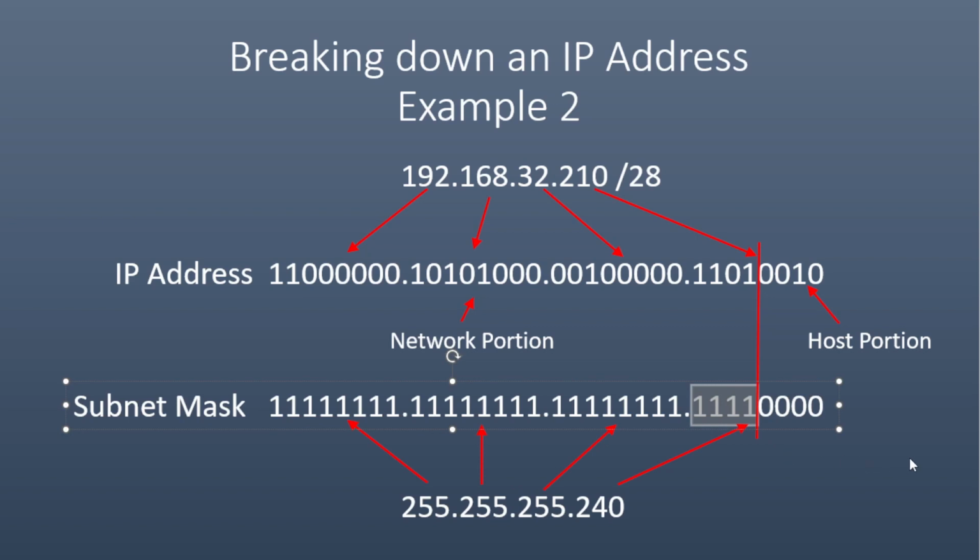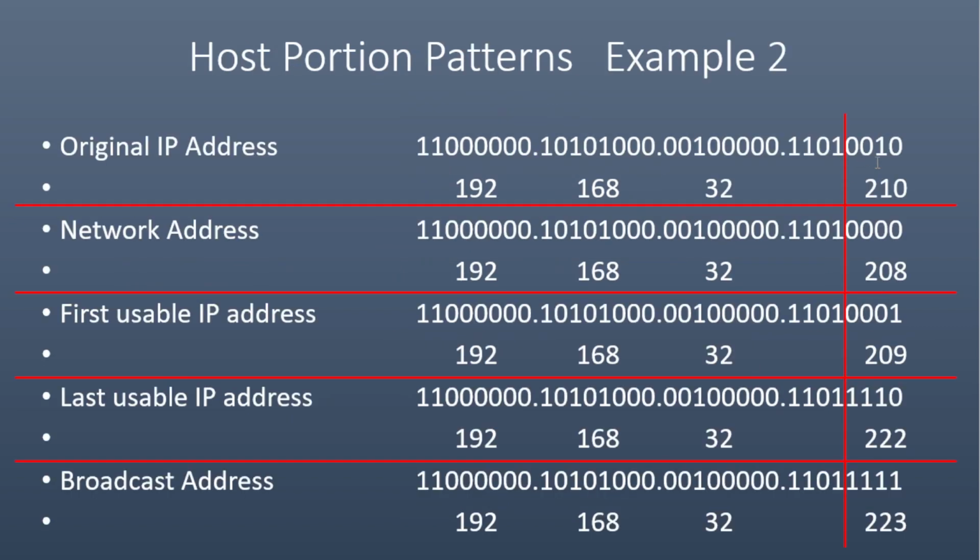11110000. Okay. So now, same thing. You find the line where the ones end and the zeros begin, and that's your mask. Everything to the left is the network portion in the IP address, and everything to the right is the host portion. So the first 28 bits are network, and then bits 29, 30, 31, and 32 are host. Now that we know where our host portion is, it's the last 4 bits of the IP address, we can then do our patterns.